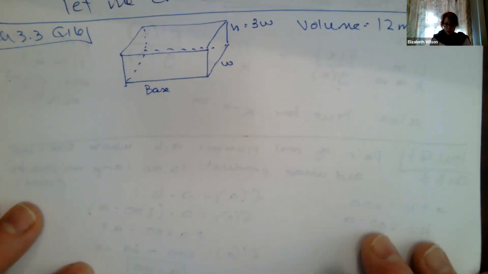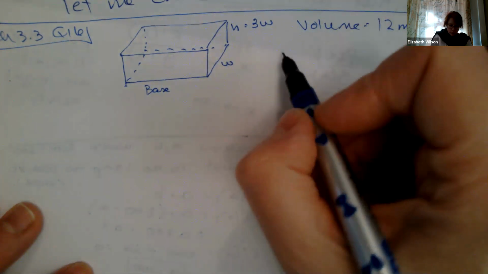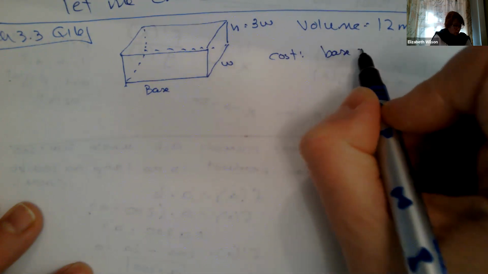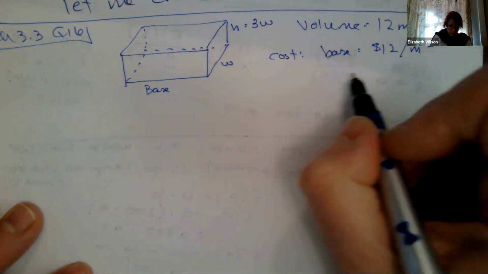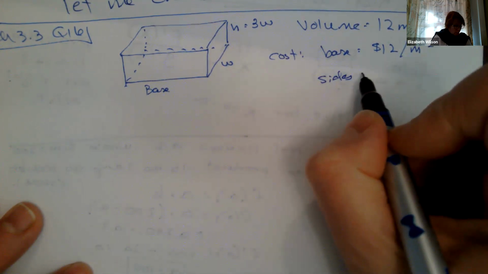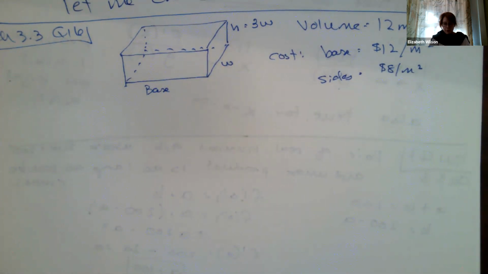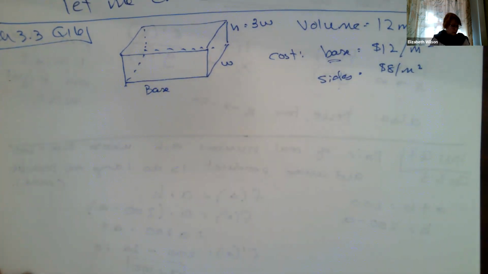Okay, so I'm going to use this to help me solve for things. We're told that the cost is that the base costs $12 per square meter, and the sides have a cost of $8 per square meter. Now, they don't tell me anything about the top, but they only give me a cost for the base. So I can only assume that either there's no top or the top is free. So I'm only worried about the cost for the base. Okay, so don't worry about that.